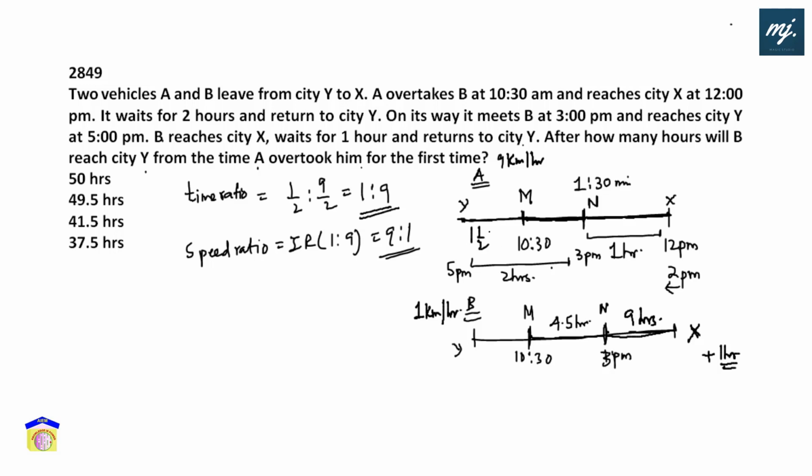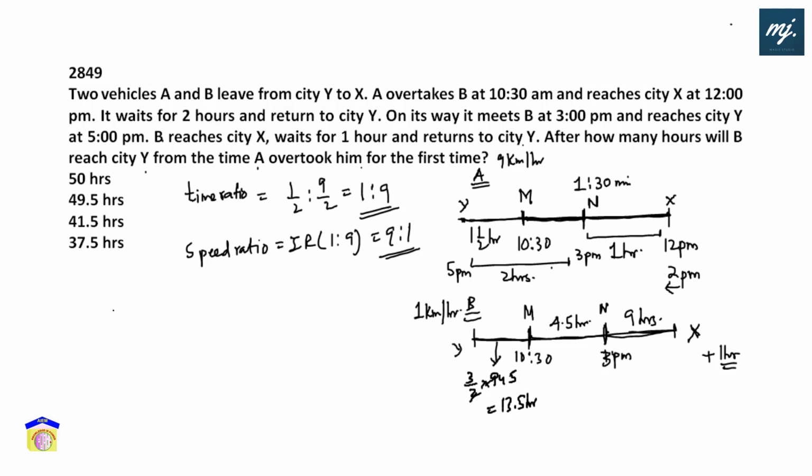Now, this is half hour gone. For YM, A took 1.5 hour. Clear? Now, as A has taken 1.5 hour to complete this YM journey, B will take 1.5 hour, that is 3/2 into 9, that is 13.5 hours to complete this journey.